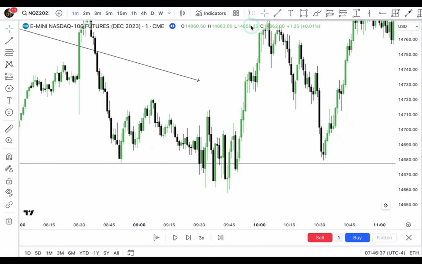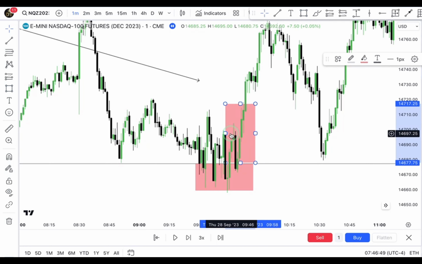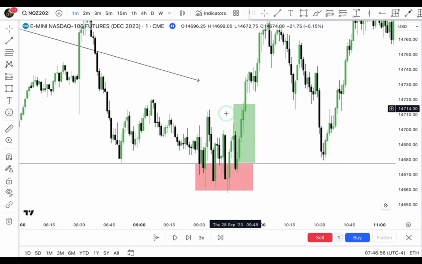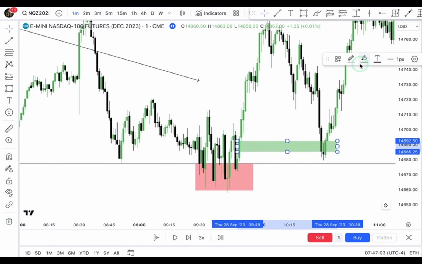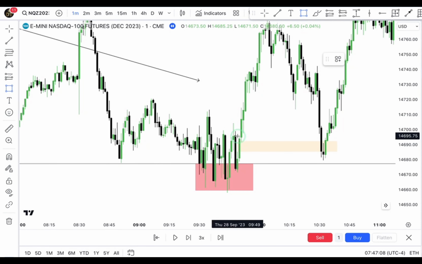We have our stop run right here, and then it displaces up. This is the displacement move. And where inside the displacement move do we see fair value gaps? In this one, also here a small one, but also here.